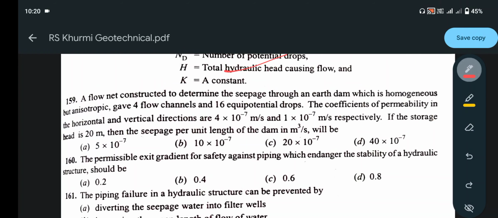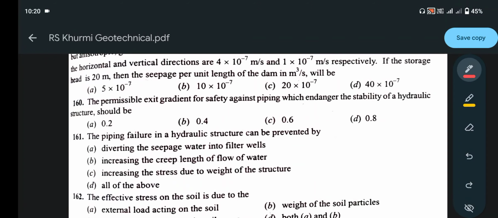So the next question is, the permissible exit gradient for safety against piping, which endangers the stability of a hydraulic structure, should be around 0.2. So that is all for today. We will continue the class in the next video.